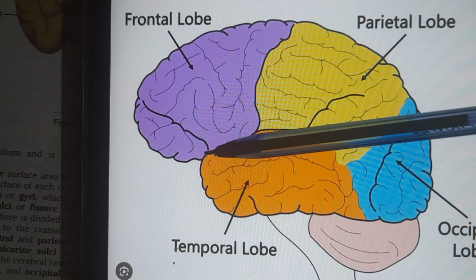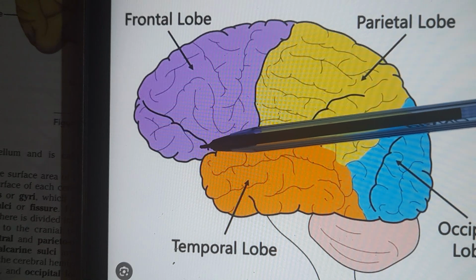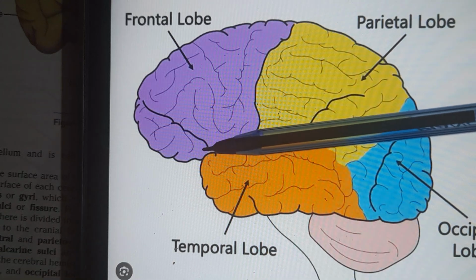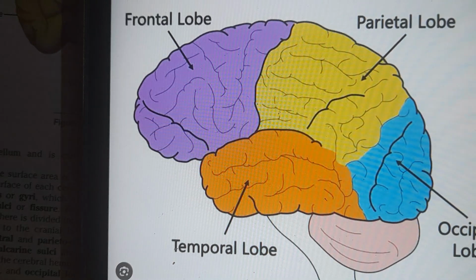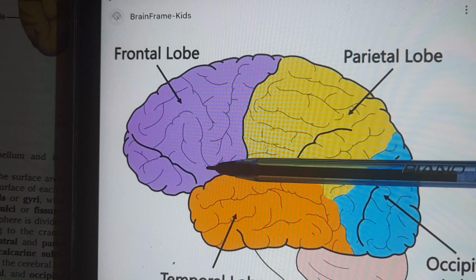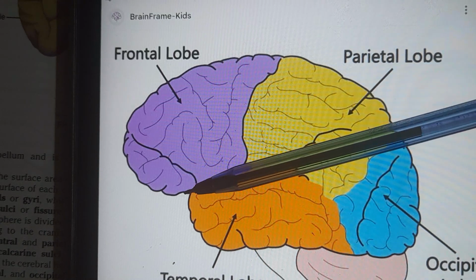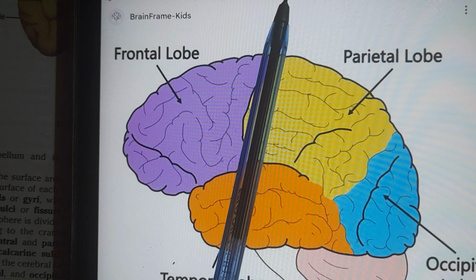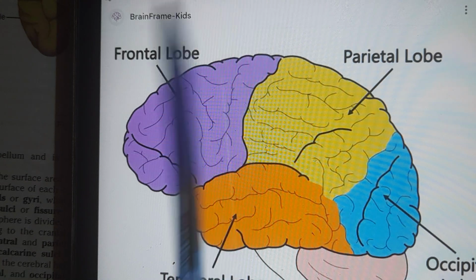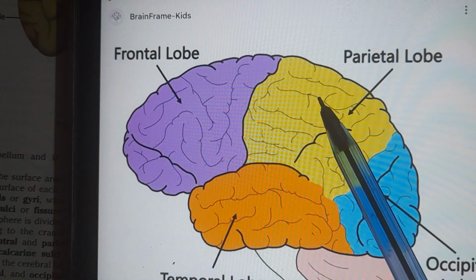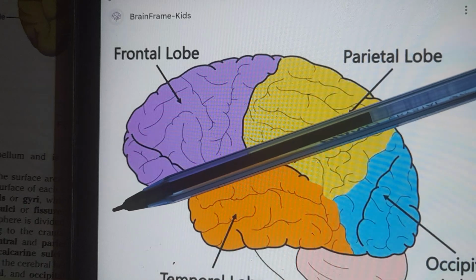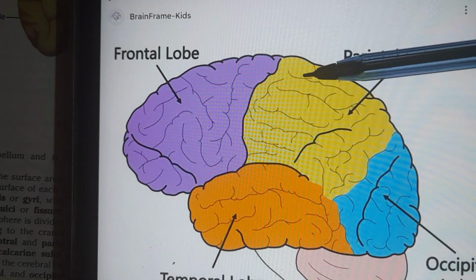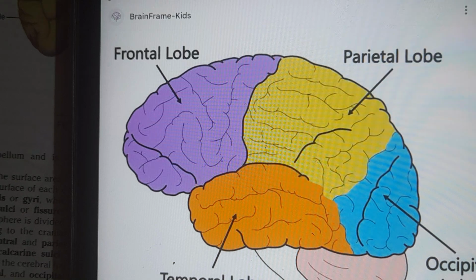So you see the temporal lobe is separated from the frontal as well as the parietal lobe by means of this lateral sulcus. So this was the lateral sulcus, and this was the central sulcus. And the central sulcus is going to separate the frontal lobe from the parietal lobe, whereas this lateral sulcus is going to separate the frontal lobe from the temporal lobe and the parietal lobe from the temporal lobe as well.